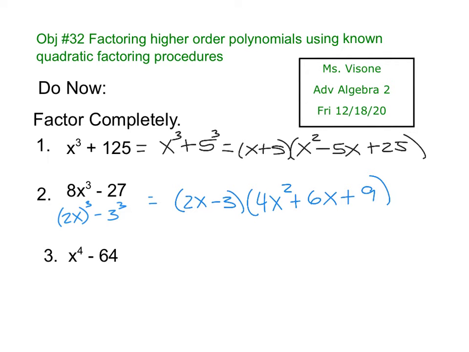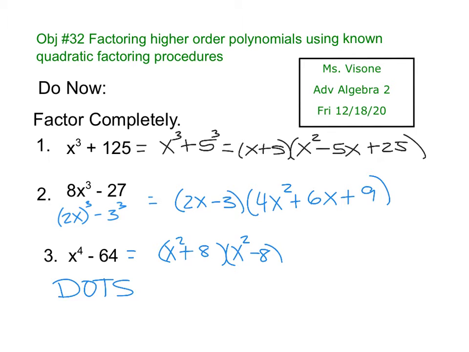3 is a little different. We did these a while ago. This one is a difference of 2 perfect squares. Right? So what times itself is x to the fourth? x squared times x squared, and then plus 8, minus 8.